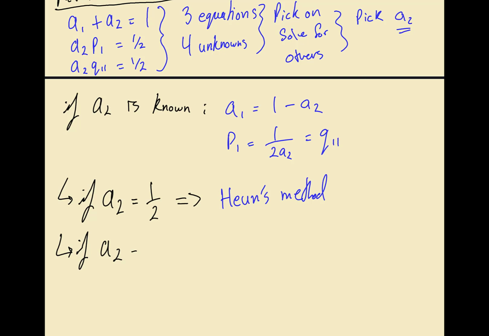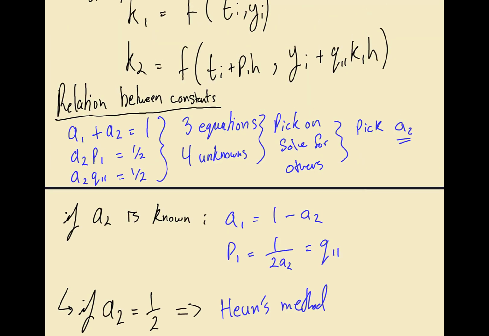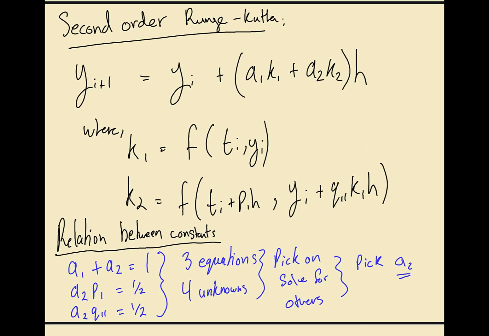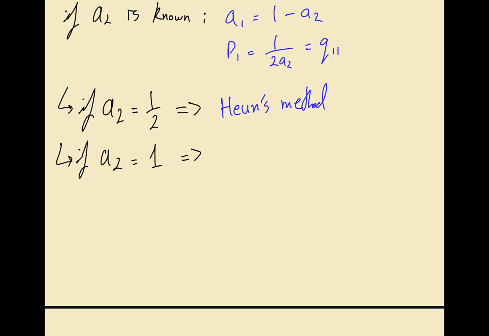If A2 is equal to 1, what do we get? So you get 0 for A1, yeah. What's P1 and Q11? Right. So if P1 and Q11 are half, and A1 is 0, which method do we have? Midpoint method. All right, so this is the midpoint method.